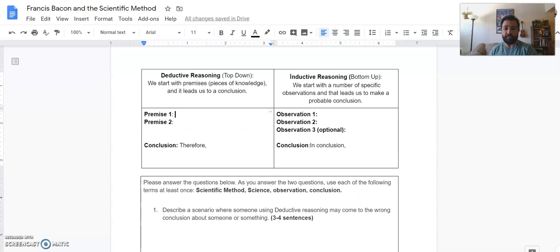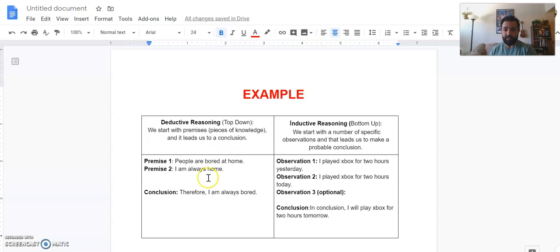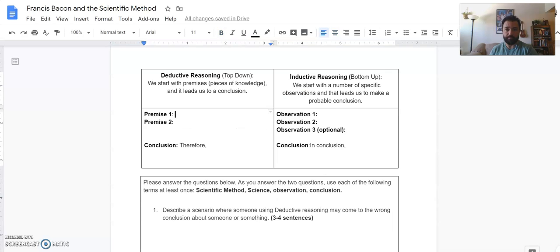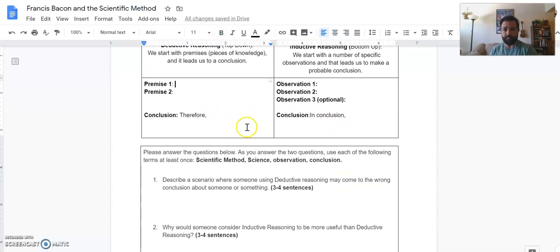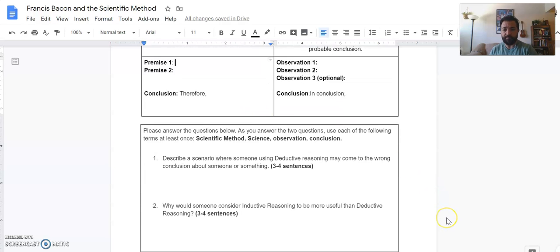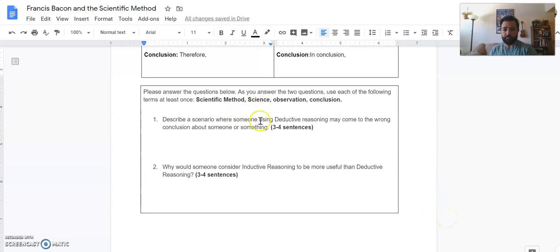So I want you in this box here to create an example of deductive reasoning, and you can apply it to yourself the way I did here. I just said, I'm always bored on this side, and then on this side I said, I will play Xbox for 2 hours tomorrow. After you've created these examples of inductive and deductive reasoning, you're going to answer the questions below.